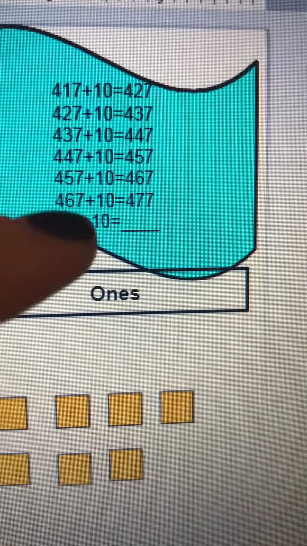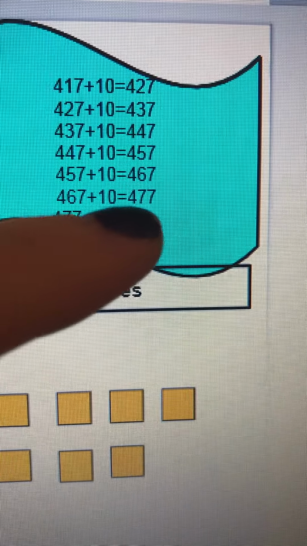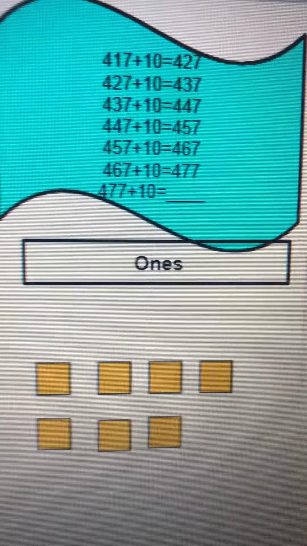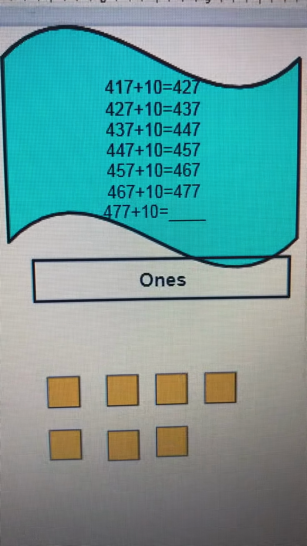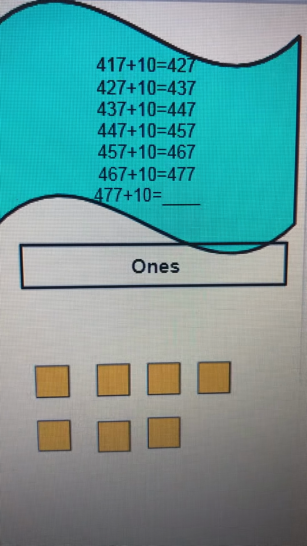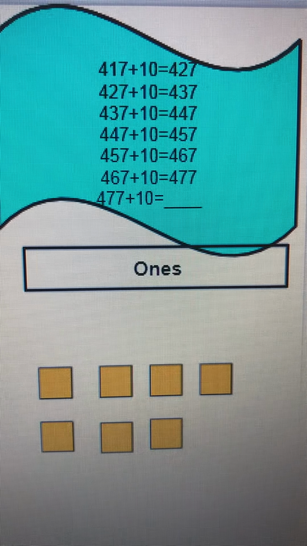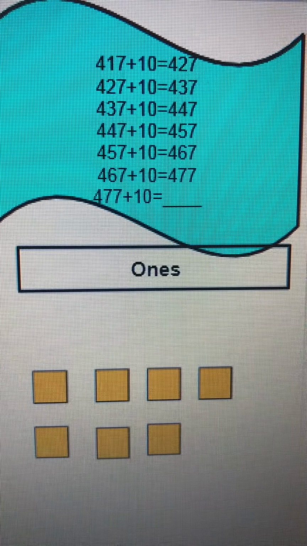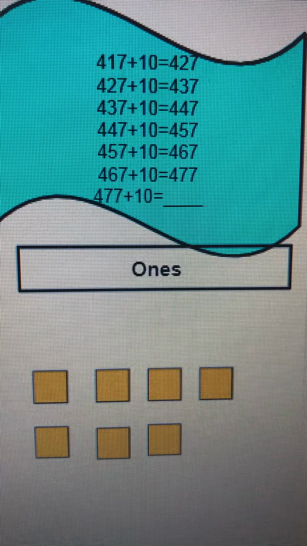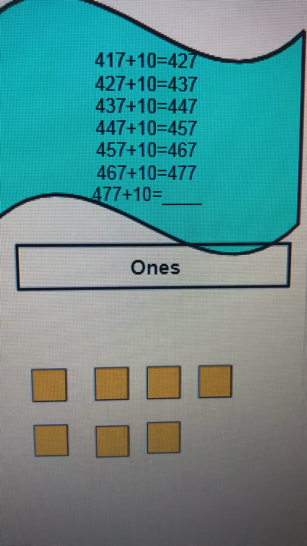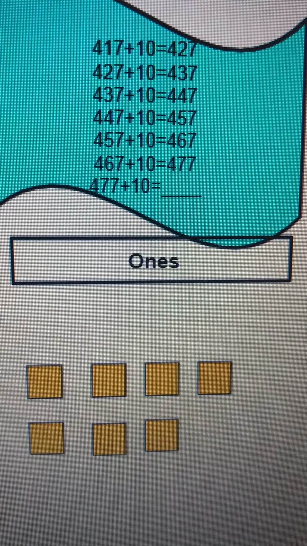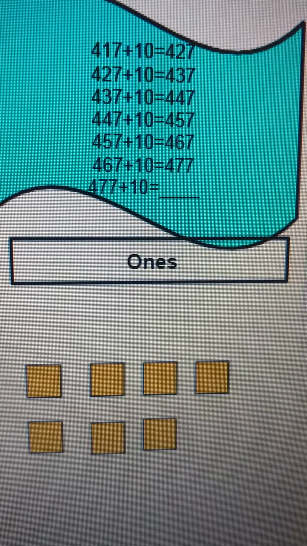Right, before we did 467 plus 10 equals 477. Right, notice that pattern. My ones place value is what? Yep, staying the same. And my tens place value is increasing by a 10. So what do you think, by looking at my pattern, 477 plus 10 will equal? What is the sum of 477 plus 10? Once you have an answer, shout it out.